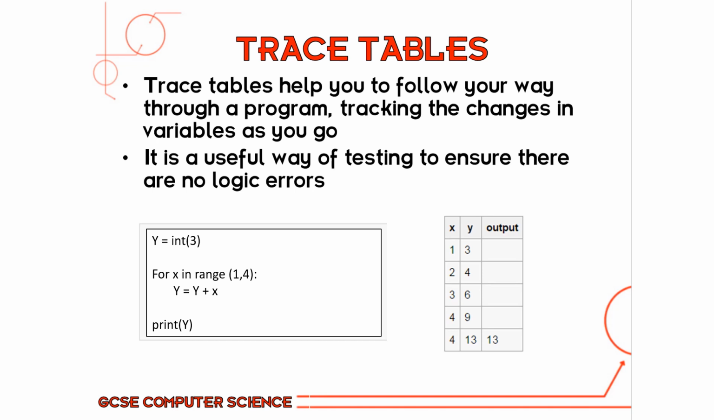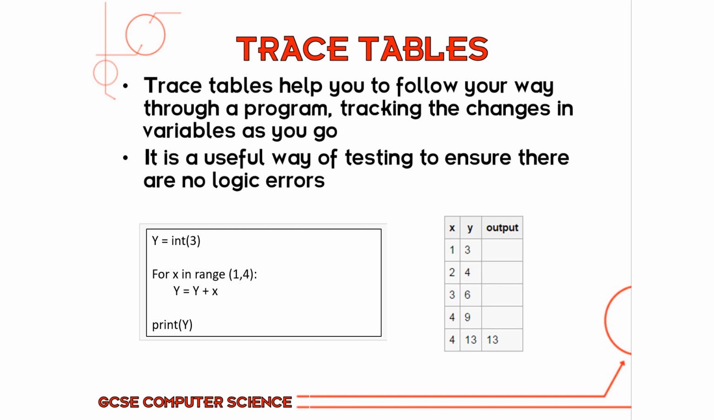It's a really useful way of testing to make sure there's no logic errors in the program. This example here is setting y as 3 as an integer, and then it's starting a loop where it's going to do x in the range of 1 to 4. So in the trace table you can put the column of x as 1, 2, 3 and 4 because that's how many times it's going to go through the loop. And for each iteration of the loop you have to keep track of what's happening in y.